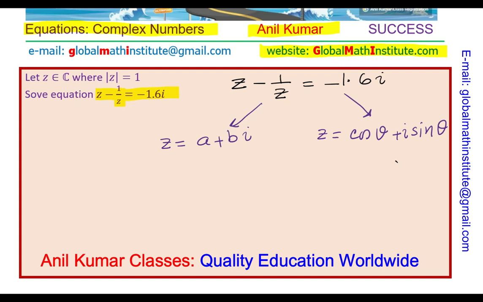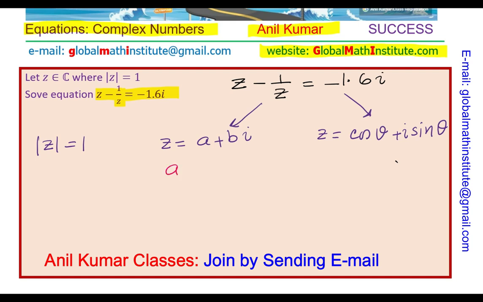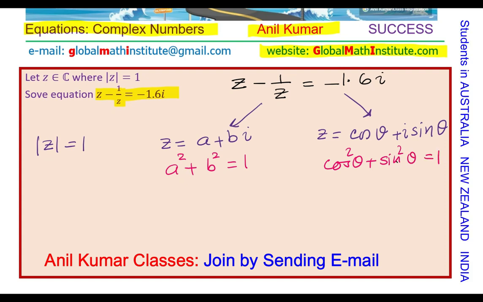So, now we are also given here that the magnitude of z is equal to 1. What does that mean? That really means that a square plus b square is equal to 1. And you know, cos square theta plus sine square theta is indeed equal to 1. And that is the reason to take up that trigonometric form. And that really makes the solution very simple. Okay, great. So, two different approaches to solve this question.